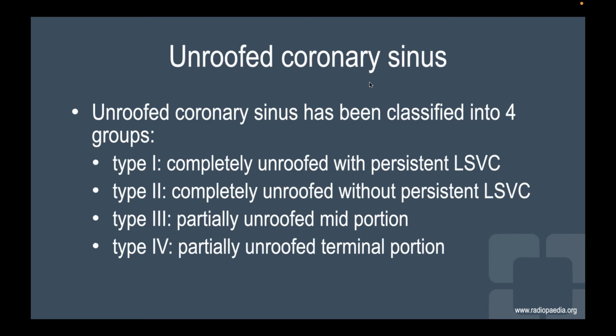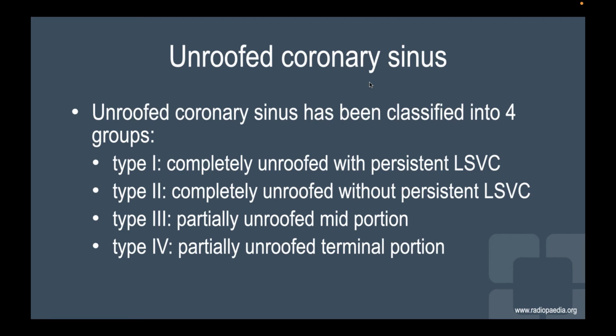There's a classification for them. It puts them in 4 types, and of course nobody needs to remember this because they're not that common to start with, so you don't have to memorize this. But type 1 is just a completely unroofed sinus with a persistent left-sided SVC.